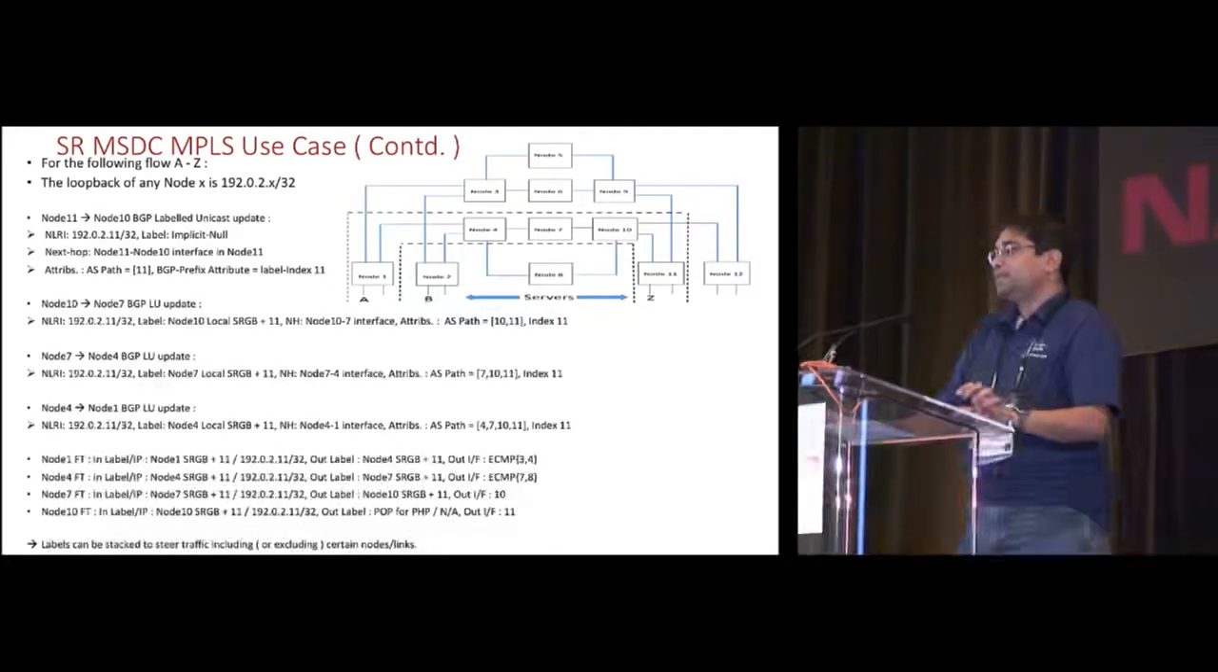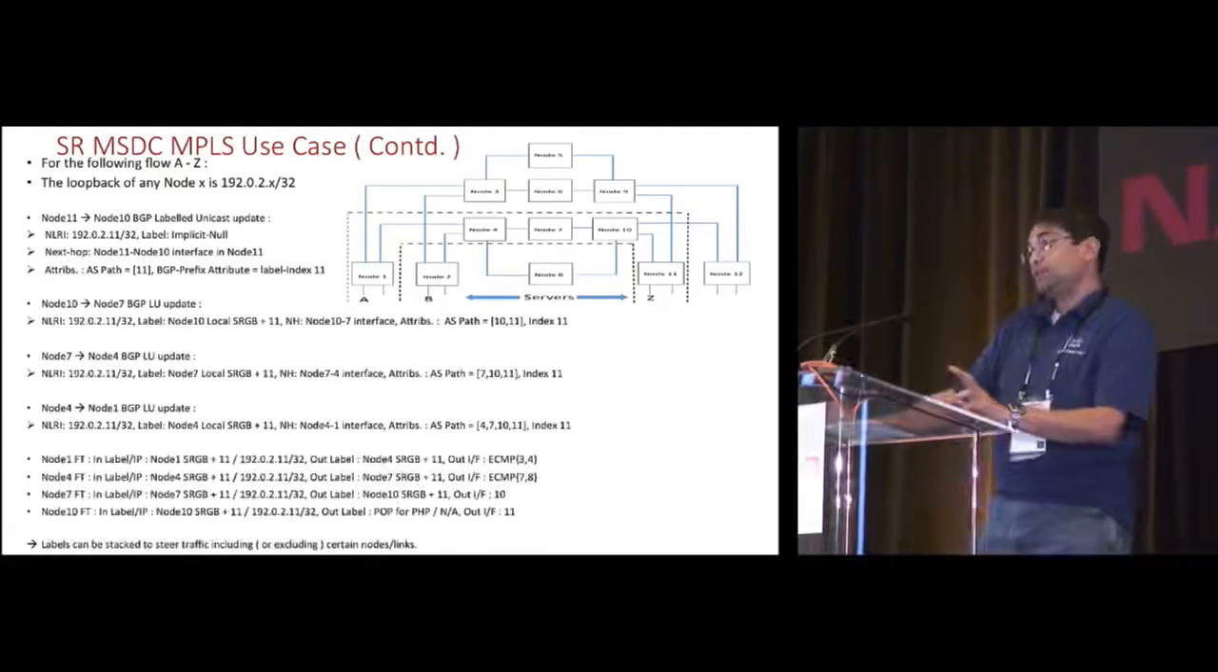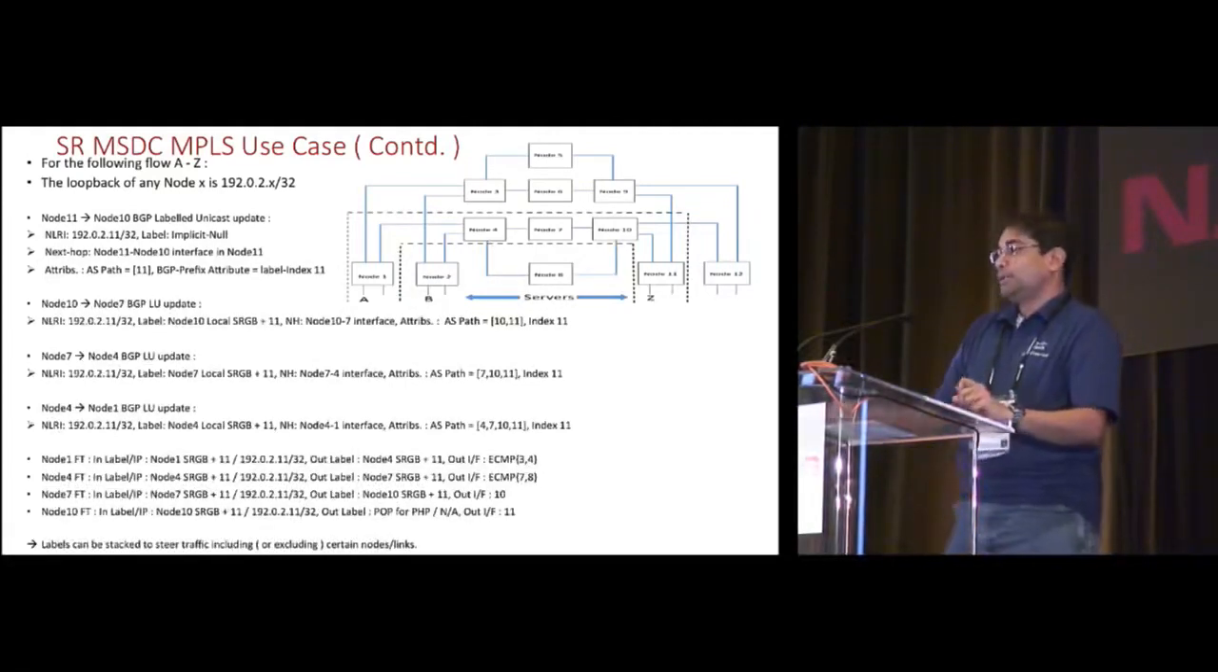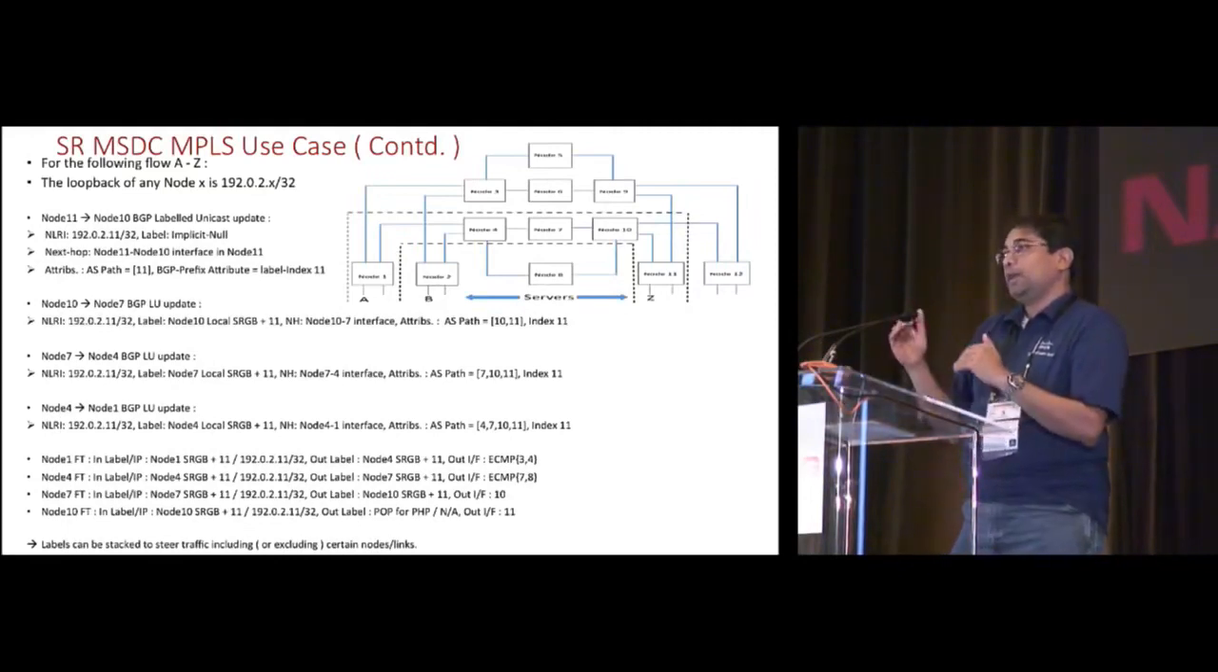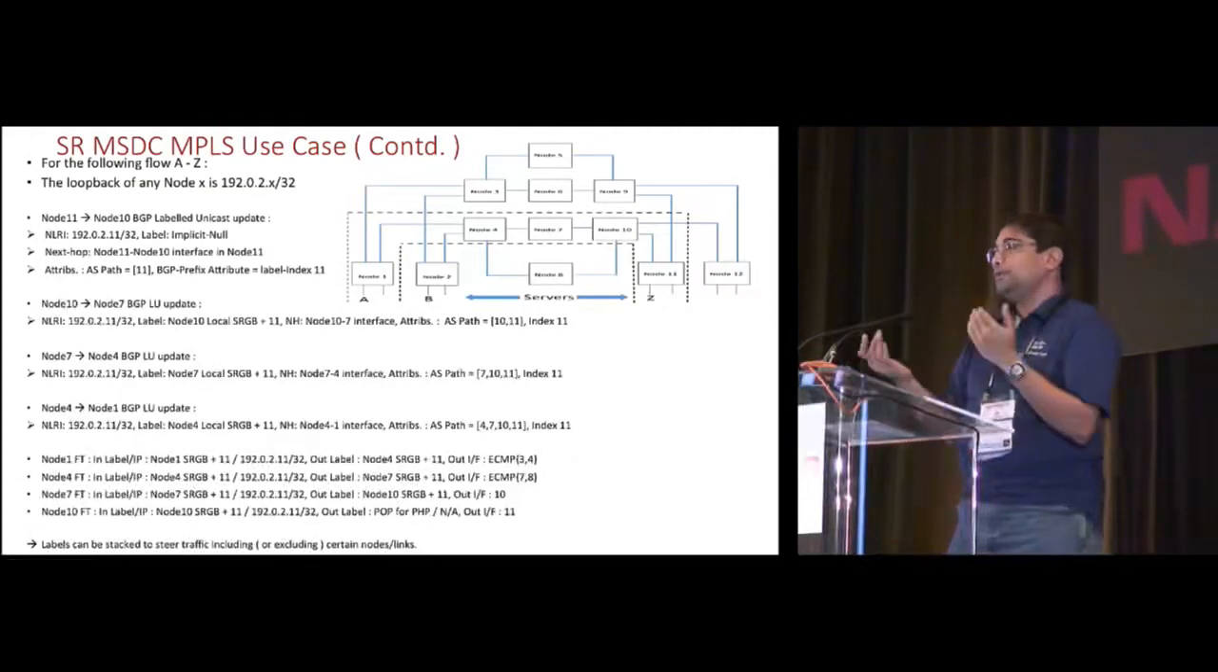So again, the idea is the granularity which we want between the source and the destination, and it's evident how clear it is to the source node now. And of course, the label can be stacked at the ingress to steer the traffic, including or excluding the nodes as you like.